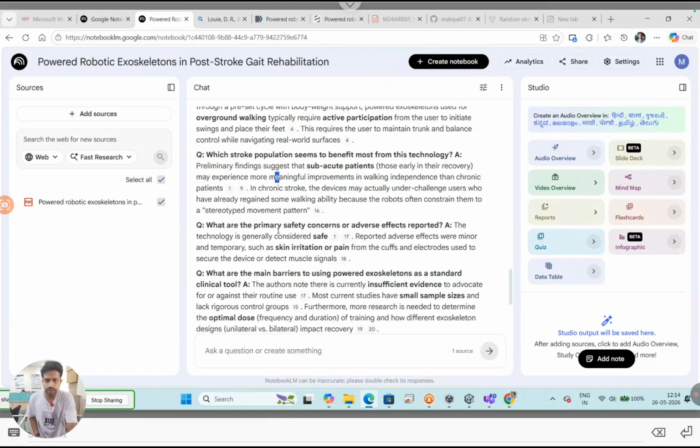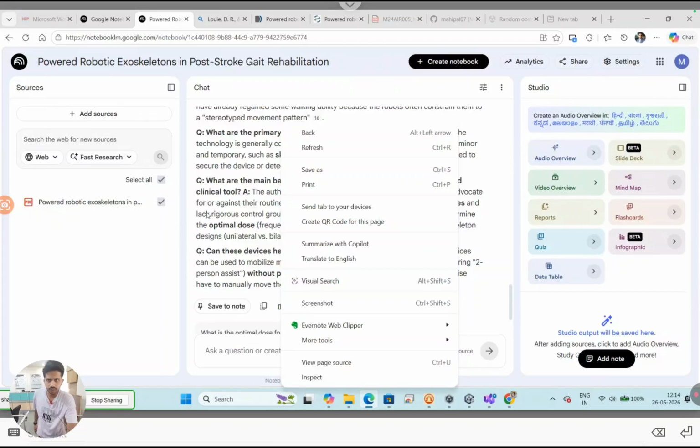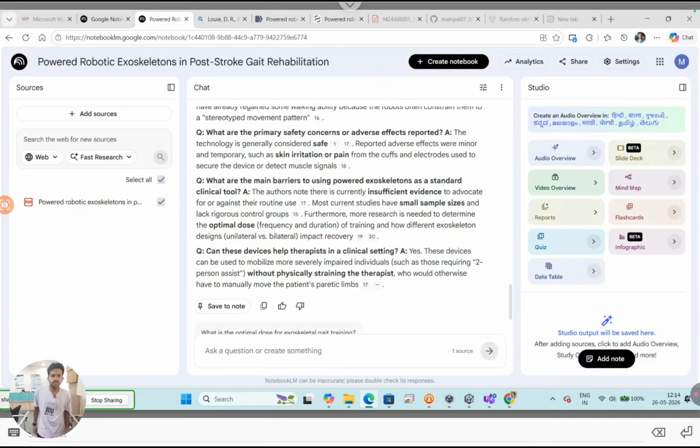Move ahead. What are the main barriers to using exoskeletons as a standard clinical tool? The authors note that there is currently insufficient evidence to advocate for or against their routine use. Most current studies have small sample sizes and lack rigorous control. Furthermore, more research is needed to determine the optimal dose, frequency, and duration of training, and how different exoskeleton designs, unilateral or bilateral, impact recovery.